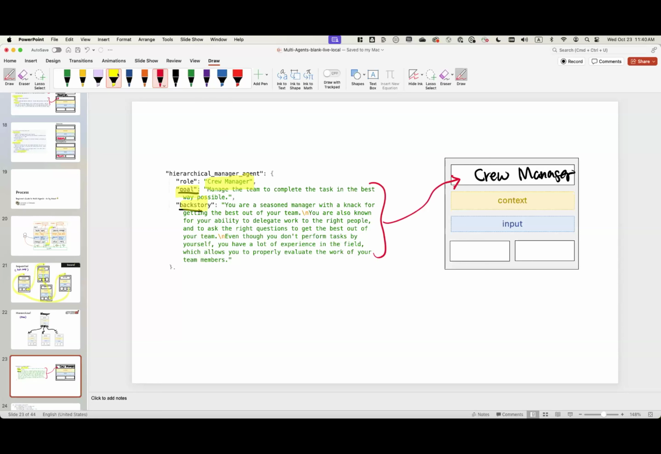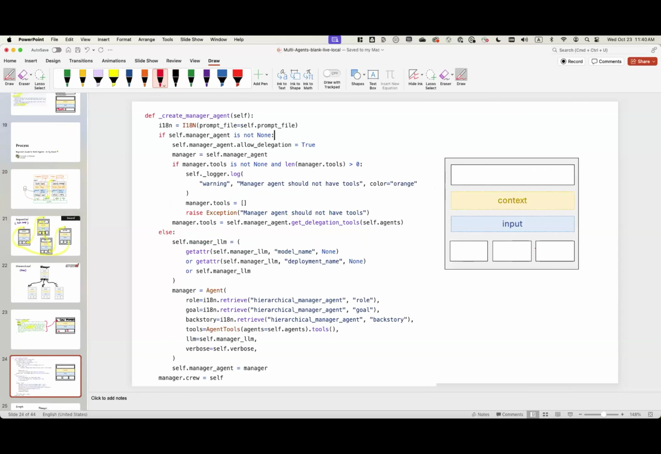But what's interesting is that if you read this more carefully, you'll see that your ability to delegate work to the right people and to ask the right questions implies that two tasks are performed. The backstory even explicitly mentions that you can delegate and you can also ask the right question, so there are two of these functions. When you read the source code of how a manager is created, you will see down here a manager object, with a role, goal, and backstory that's retrieved from i18n, so there's an internationalization effort going on there. And all this will be used to populate the definition and description of this manager agent.